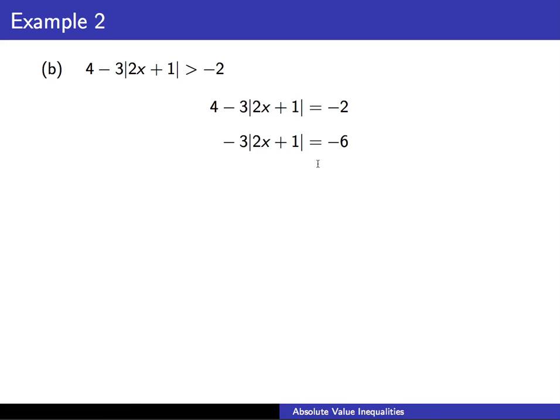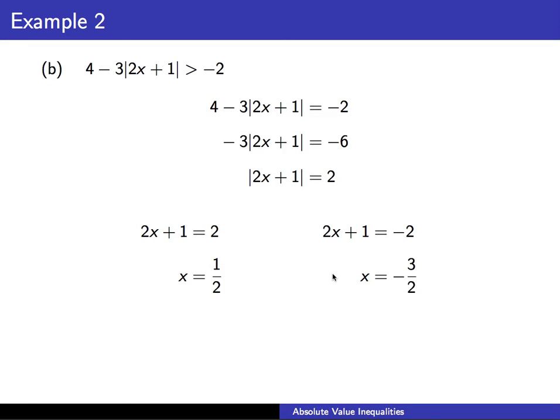Then divide both sides by negative 3. That'll get our absolute value by itself. So we have the absolute value of 2x plus 1 equals negative 6 divided by negative 3, which is 2. So now that we have absolute value bars by themselves on the left, you can break this up into two cases. One where 2x plus 1 equals 2, and another one where 2x plus 1 equals negative 2. Solving each one of these, we get x equals 1 half and x equals negative 3 halves.